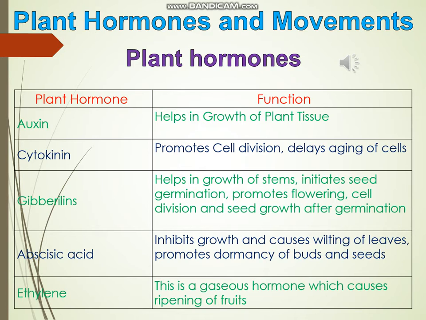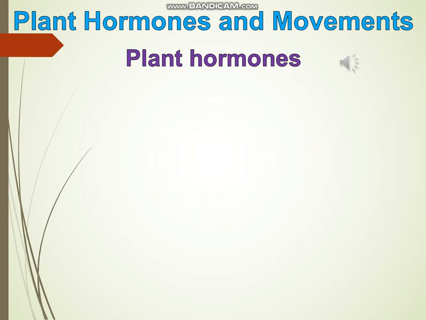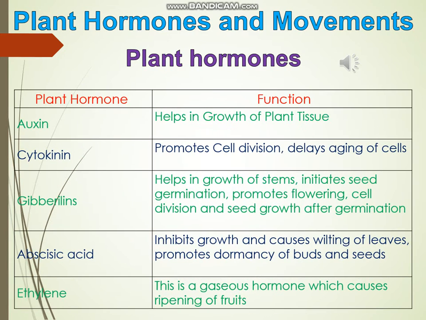Cytokinin promotes cell division, delays aging of cells. Gibberellins help in growth of stem, initiate seed germination, promote flowering, cell division and seed growth after germination. Abscisic acid inhibits growth and causes wilting of leaves, promotes dormancy of buds and seeds.